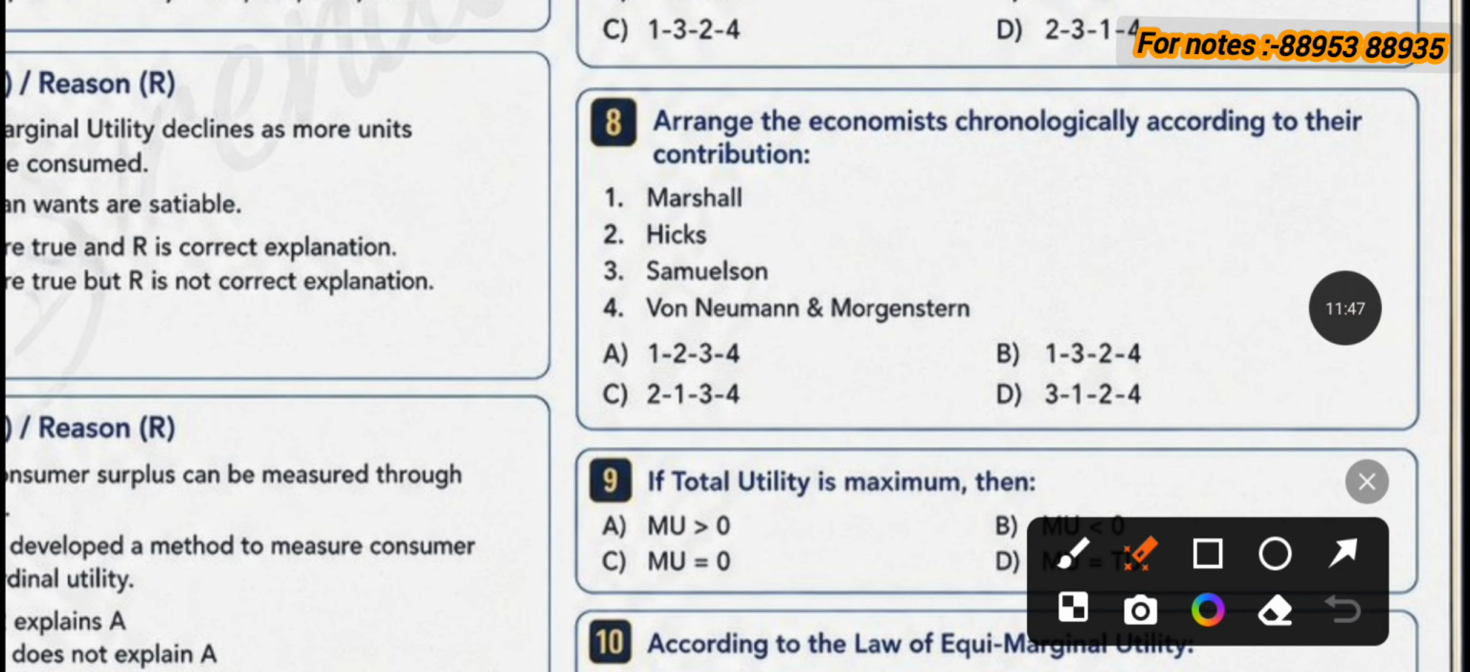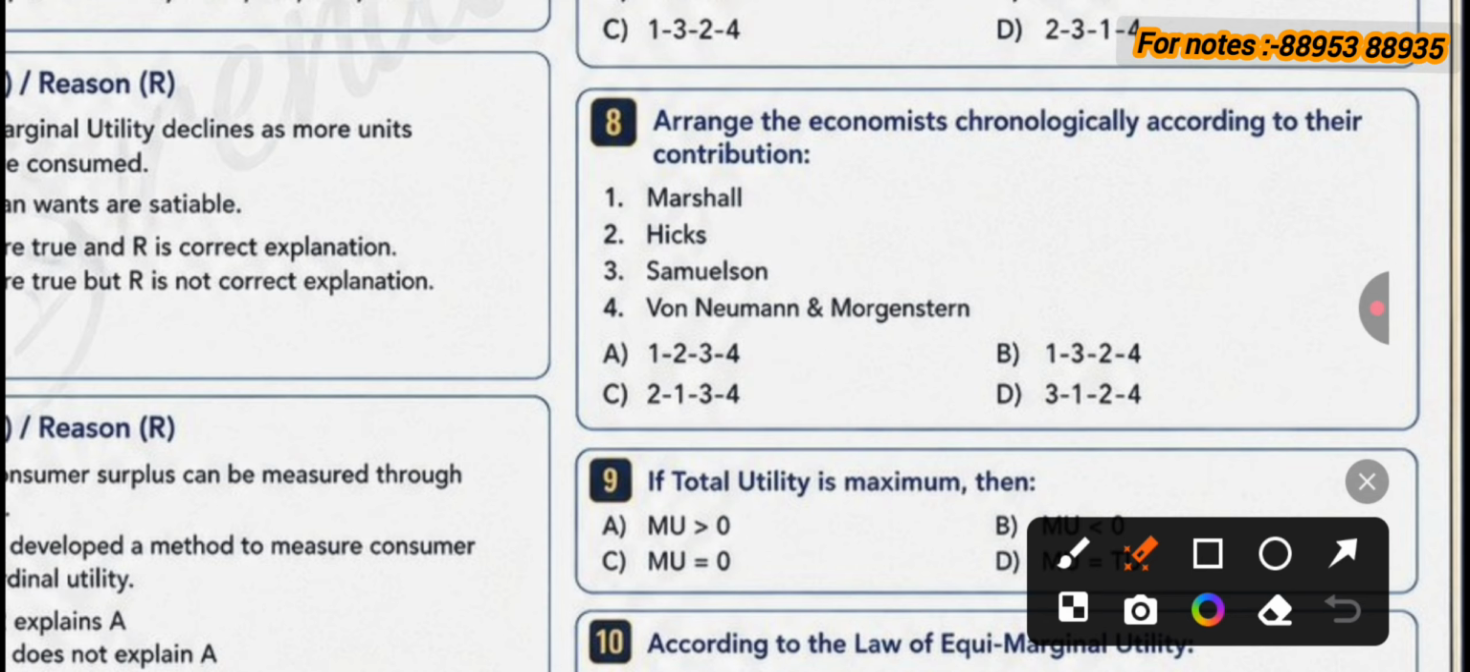Question number 8 says, arrange the economists chronologically according to their contribution. Okay, very interesting question. Number 1 Marshall, number 2 Hicks, number 3 Samuelson, number 4 von Neumann and Morgenstern. You have to choose according to chronological order. Option A is 1 2 3 4, option B is 1 3 2 4, option C is 2 1 3 4, option D is 3 1 2 4. The correct answer is option A, 1 2 3 4.